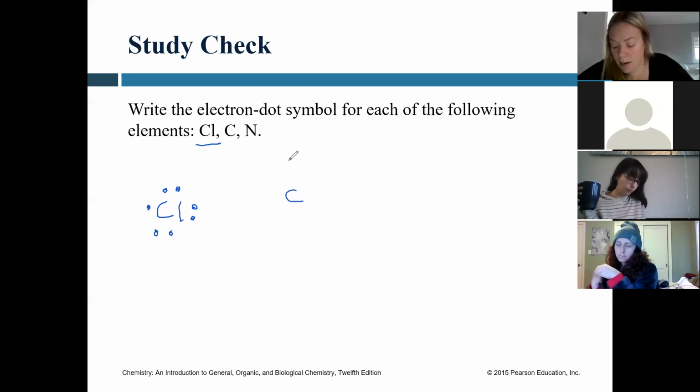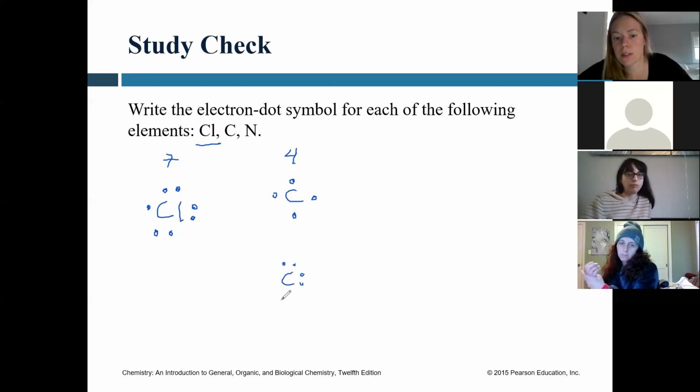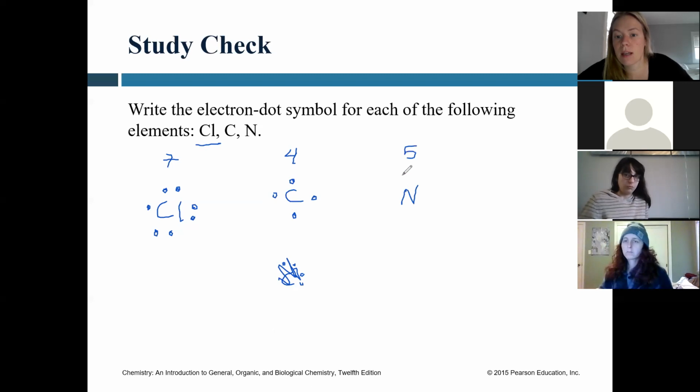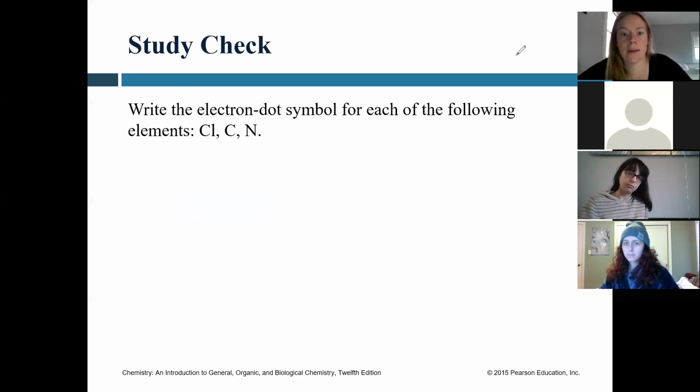Carbon is in column 4. So how many valence electrons? 4. So 1, 2, 3, 4. Again, you wouldn't want to double up first like this. That's kind of wonky and lopsided. We want to spread the electrons out. And then nitrogen, which has 5 electrons, we're going to single it up, and then we'll go back and double it up. Pretty simple. All right.